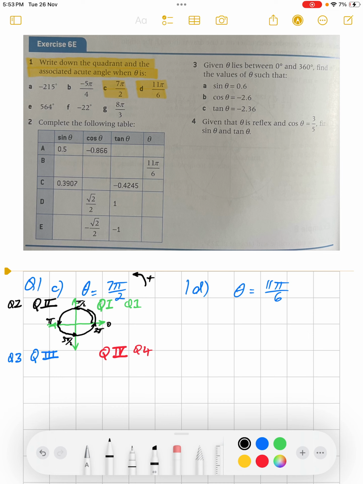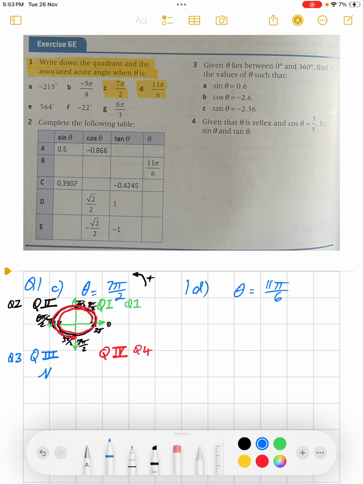We keep going, 5 pi over 2. We keep going, 6 pi over 2, which is 3 pi. We keep going and we get to 7 pi over 2. Now you can see that we've gone around one full revolution and then another 3/4 of a revolution, and that is the angle 7 pi over 2. Now, is it quadrant 3 or quadrant 4?